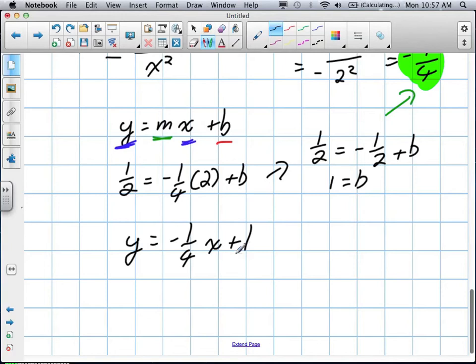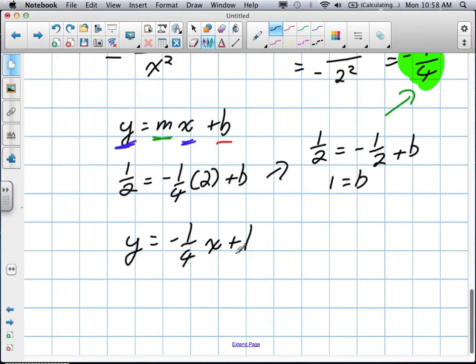Okay? Now, in your book, they put it into standard form. They didn't ask for that, so slope y-intercept form is fine. Standard form would be okay. There's also point slope. There's many different ways to write a linear equation. Okay? That was only part A.